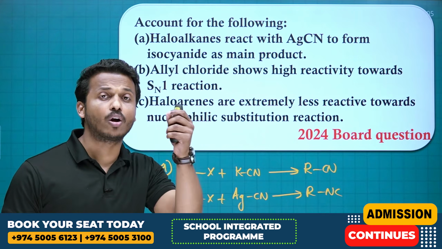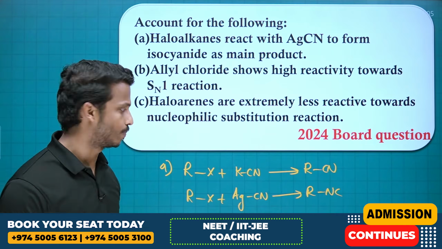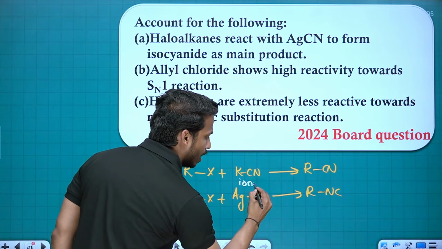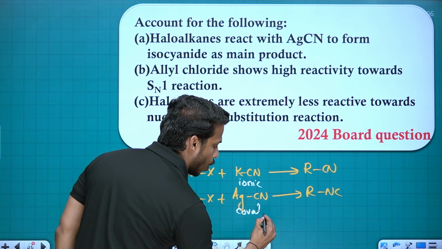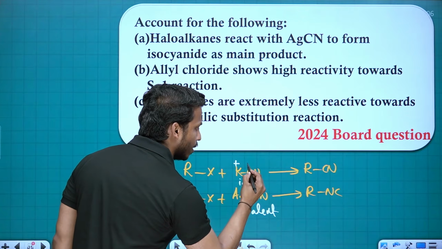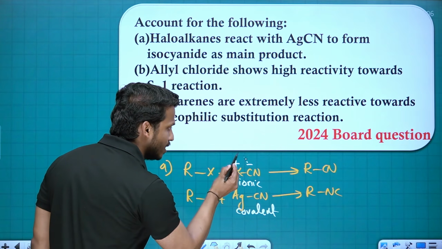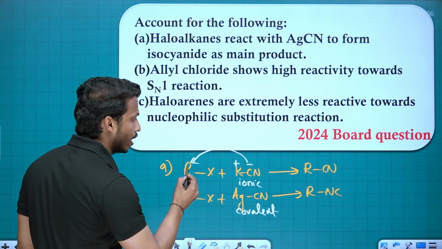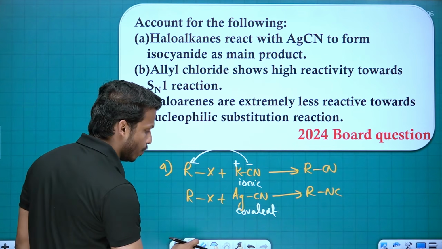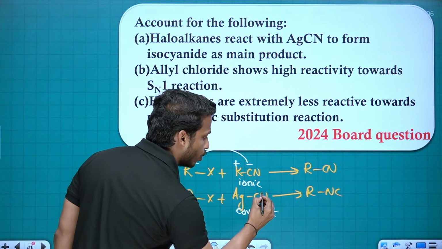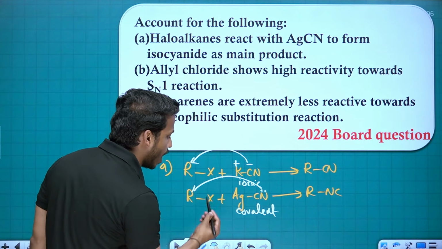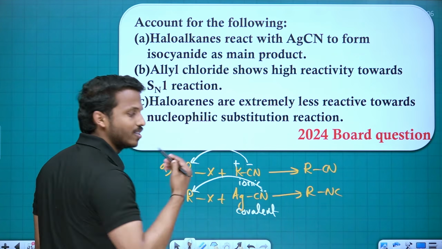You studied, they are called ambident nucleophiles. The main reason is that the KCN bond is an ionic bond, and the AgCN bond is a covalent bond. Since KCN is ionic, it becomes K plus and CN minus, so C will attack on R, and you will get RCN. But AgCN is a covalent bond, so this bond won't break, and nitrogen will attack on the R group.